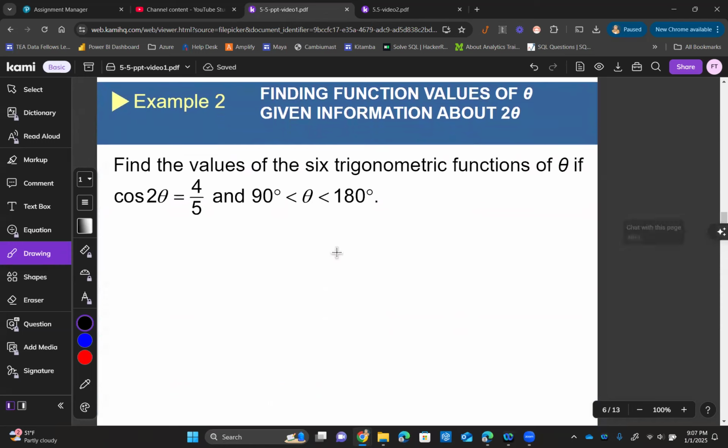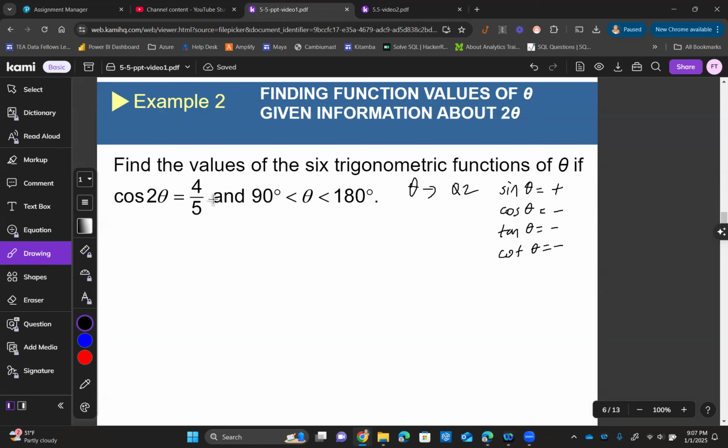So for example 2, it's a different question. We're going to find the values of the 6 trigonometric functions of theta if cosine of 2 theta is equal to 4 over 5 and theta is between 90 degrees and 180 degrees. So theta is in quadrant 2, and in quadrant 2, sine of theta is a positive number, but cosine of theta is a negative number. And tangent of theta must be a negative number. Cotangent of theta must be a negative number.